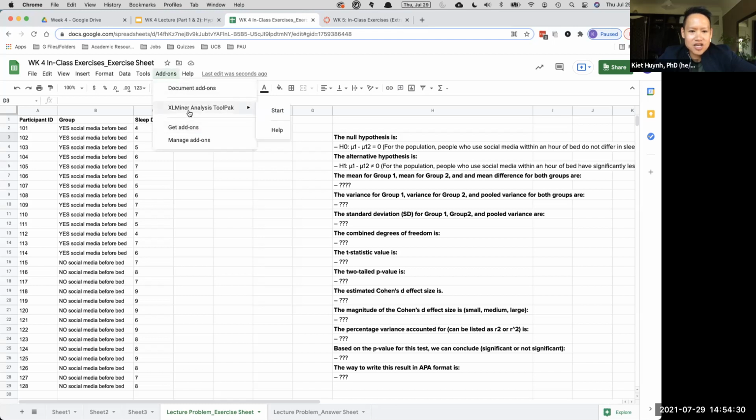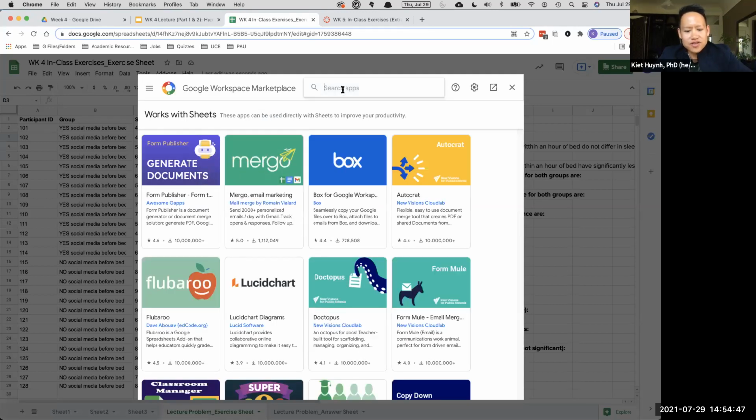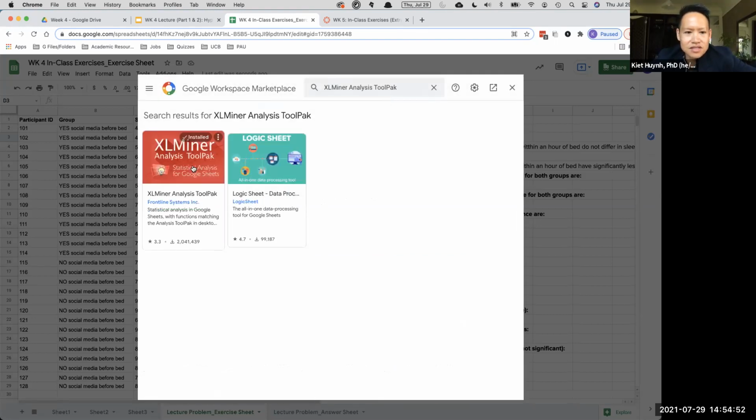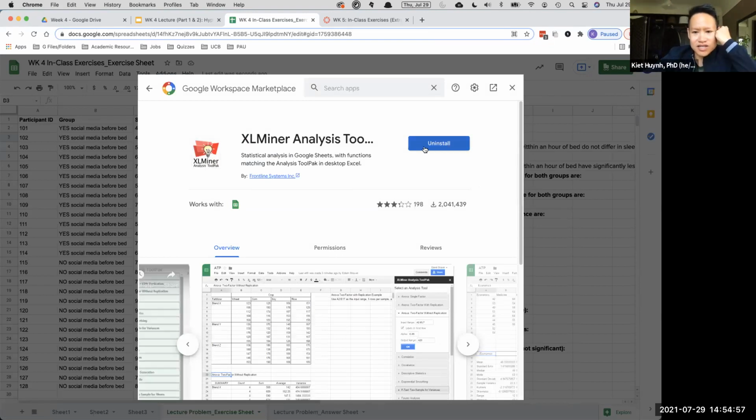The add-on is called XLMiner Analysis Toolpack. So what you do to install, you probably don't have it on your Google Sheets yet. So you click on add-on, click get add-ons, and search for XLMiner, and it should come up like that. You click on it, and then right here, it should say install. Mine says uninstall because I already have it installed. So what you want to do is click on install, and it should install pretty quickly.